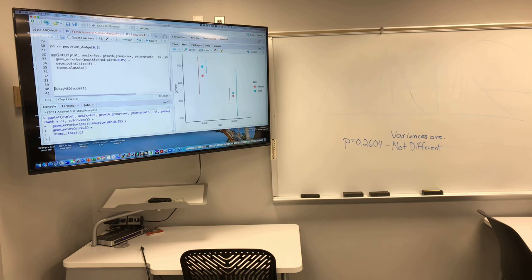Now, unfortunately, we did that with error bars, and we didn't do it with the points themselves. So in order to get our error bars to go with our points, we also have to position dodge our points as well. And when we do that, we now have our means, we have our standard errors, and they're no longer overlapping with one another.